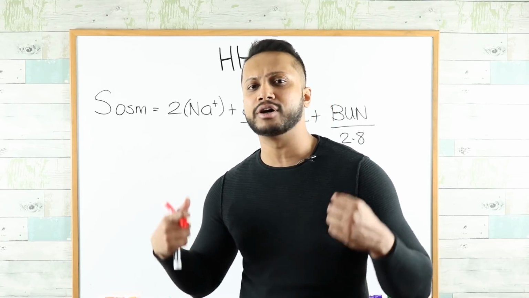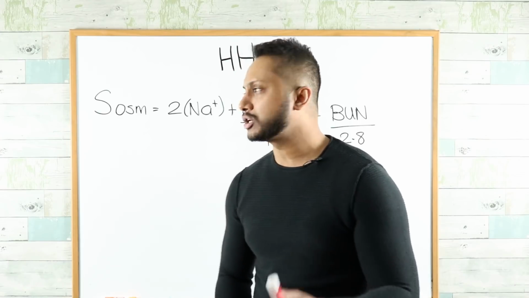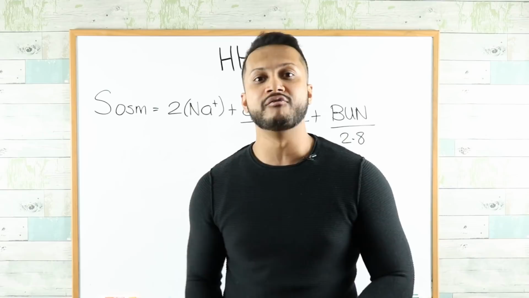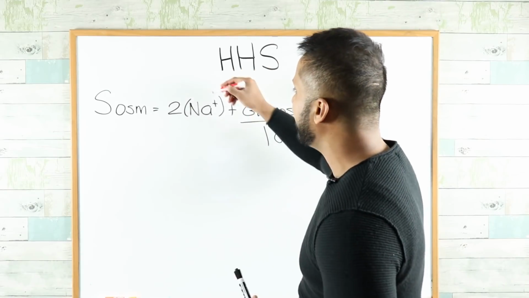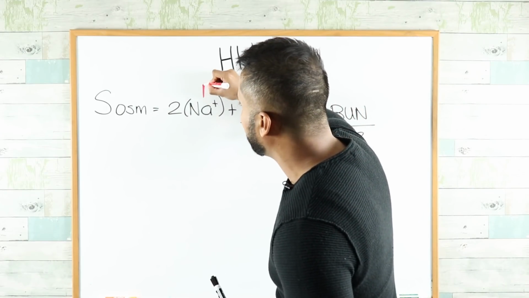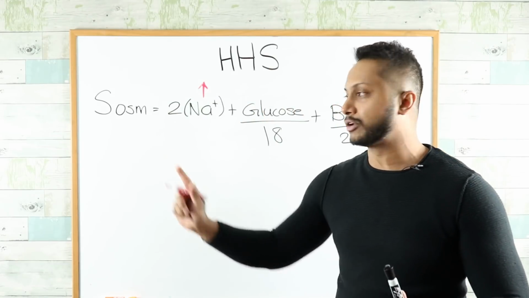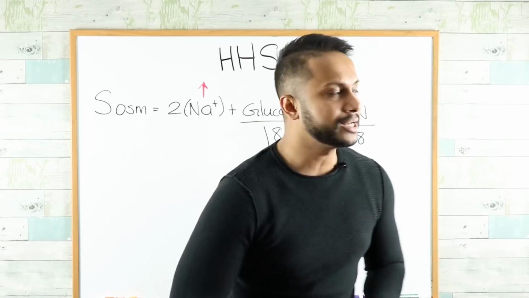So if you have a lot of volume depletion, what's going to happen to your serum sodium, guys? Your serum sodium is going to go very, very high. So you're going to have a very high level of serum sodium in your patient with HHS. So that's going to be contributing to increased serum osmolality. Let's look at number 2.